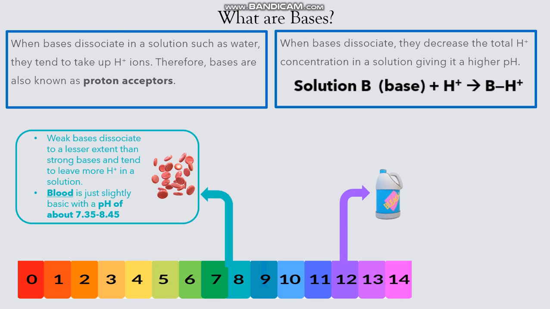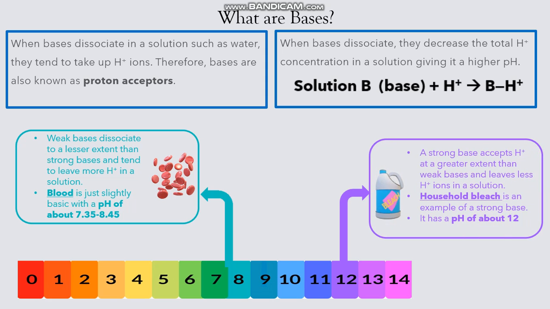On the other hand, strong bases will dissociate to a greater extent than weak ones and leave fewer hydrogen ions in the solution. Household bleach is an example of a strong base with a pH of about 12.